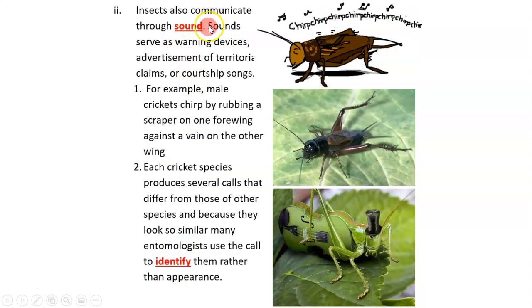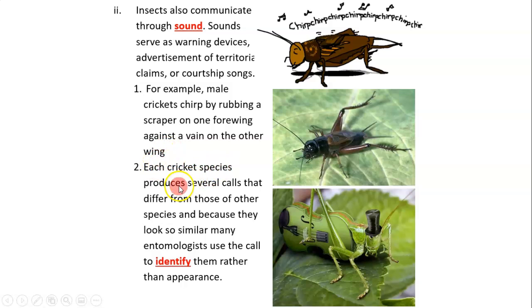Insects also communicate through sound. Sounds serve as warning devices, advertisement of territorial claims, or courtship songs. For example, crickets chirp by rubbing a specialized structure on their forewing called a scraper against a vein on the other wing, and that rubbing makes the sound that you're familiar with from crickets.